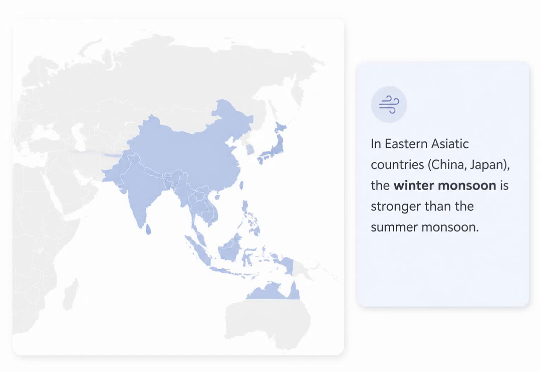coast of India. While we often associate monsoons primarily with India, they actually flow over a vast area, including Pakistan, Bangladesh, Southeast Asia, and even northern Australia. Interestingly, outside of India, in eastern Asiatic countries like China and Japan, the winter monsoon is actually stronger and more dominant than the summer monsoon.